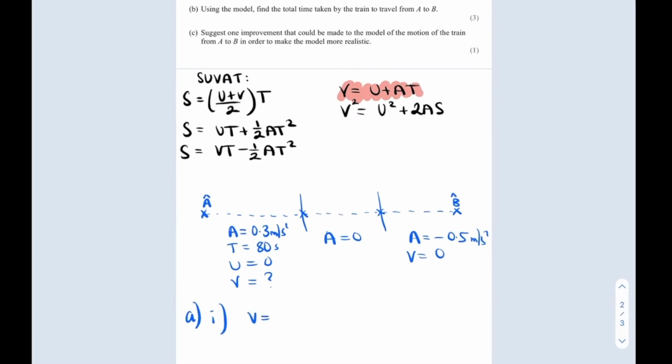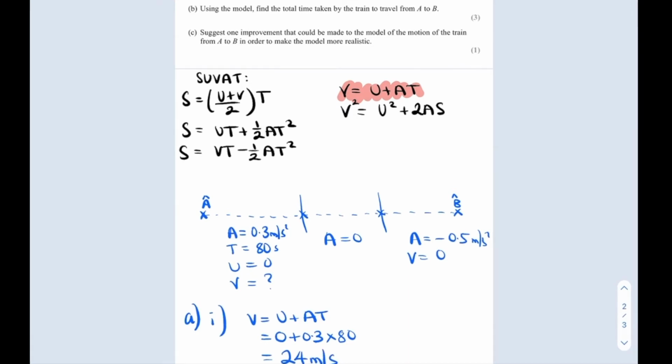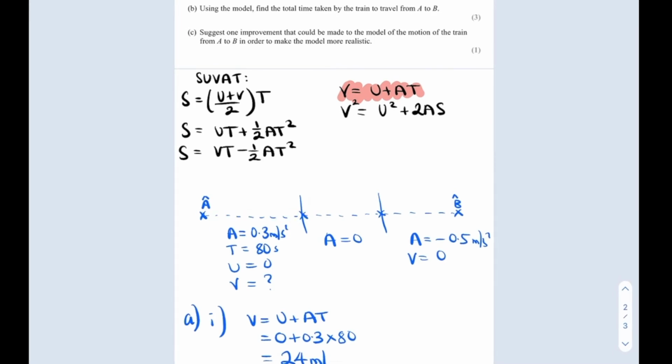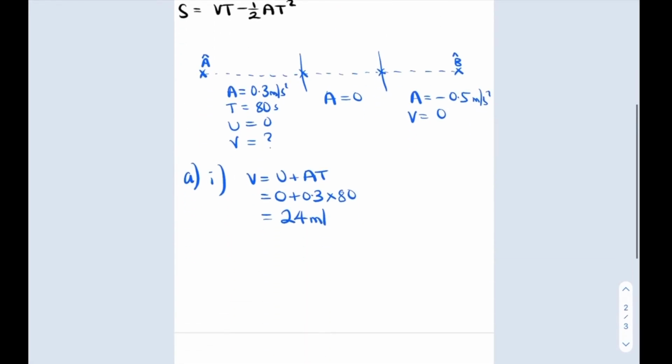So final velocity is initial velocity plus acceleration times time. I know that my initial velocity is 0, with my acceleration being 0.3 and my time being 80, giving 24 meters per second. So my train accelerates in this section at 0.3 meters per second squared from rest, and by the end of this section it is travelling at a speed of 24 meters per second, and that's for 1 mark.